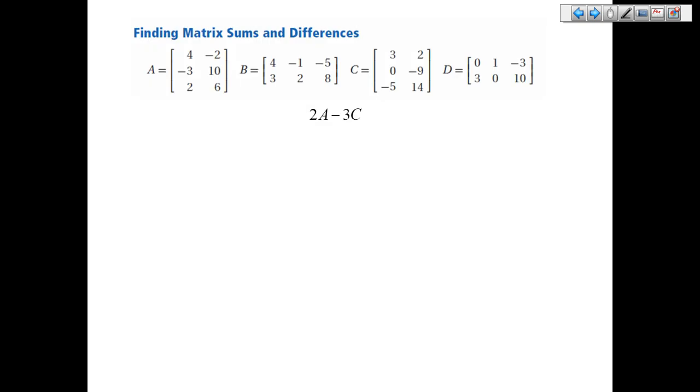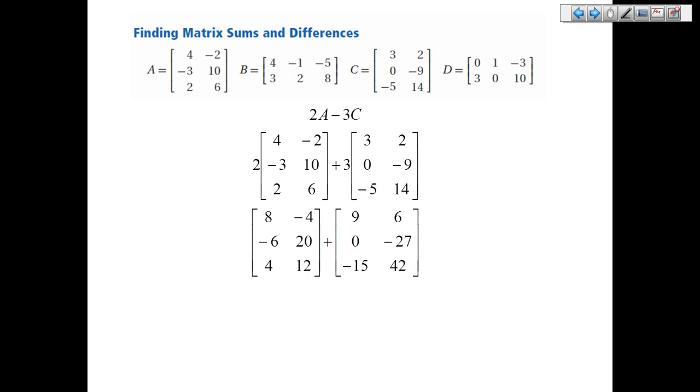Okay, so let's put the two together. Let's do some matrix products, some scalar products, along with some subtraction. So I want to go 2A, that's the scalar product of 2 times matrix A, minus 3C. Now, we want to do the multiplication first, just like we normally would. So we get the scalar product first, and then we add.